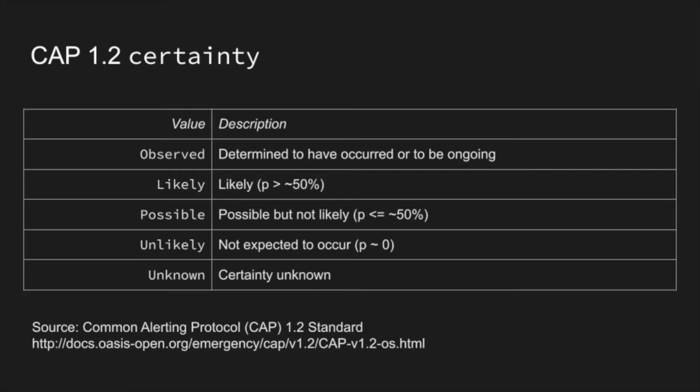Certainty is our last element and also has 5 values to reflect how certain the originator is. These are observed, meaning it has already happened or is happening. Likely means 50% or better. Possible means it could happen, but is not up to 50%. Unlikely means it's not expected, about a 0% chance. And unknown means the originator does not know.